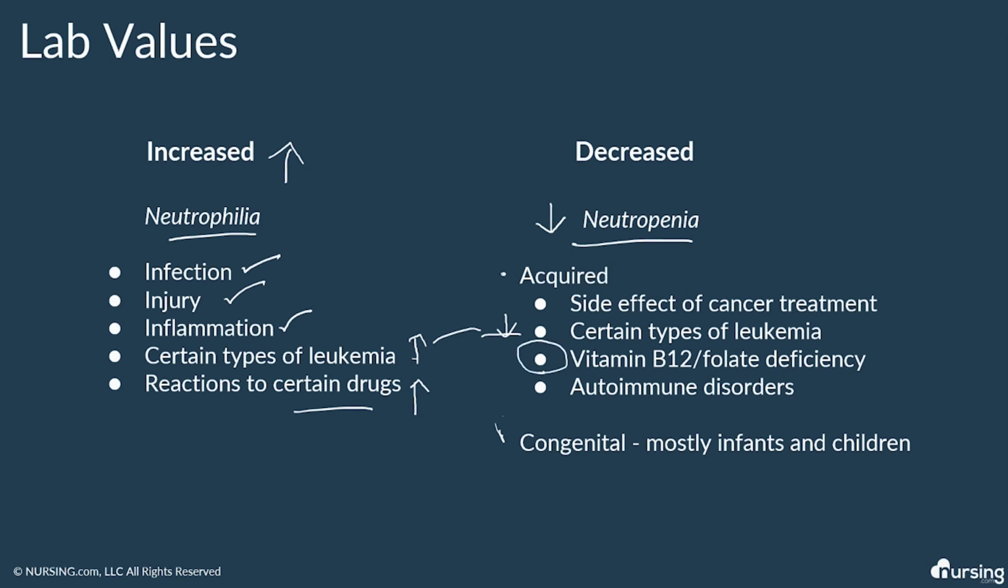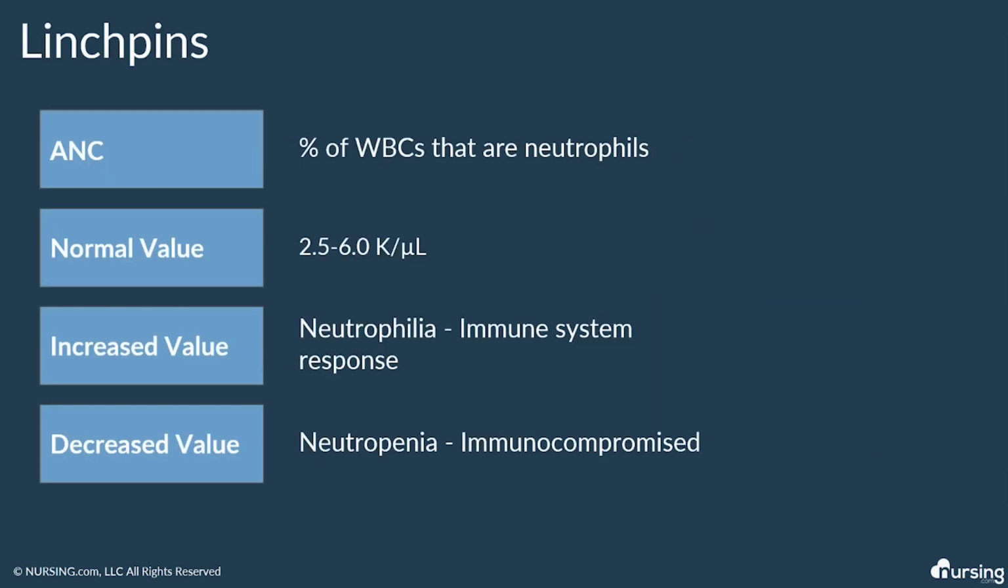Nutritional deficiencies also play a role. If someone has low vitamin B12 or folate deficiencies, we know that to be termed pernicious anemia. Those nutrients are essential for blood cell component production. The same is true for autoimmune disorders. Some autoimmune disorders also suppress the bone marrow and decrease the amount of neutrophil production.